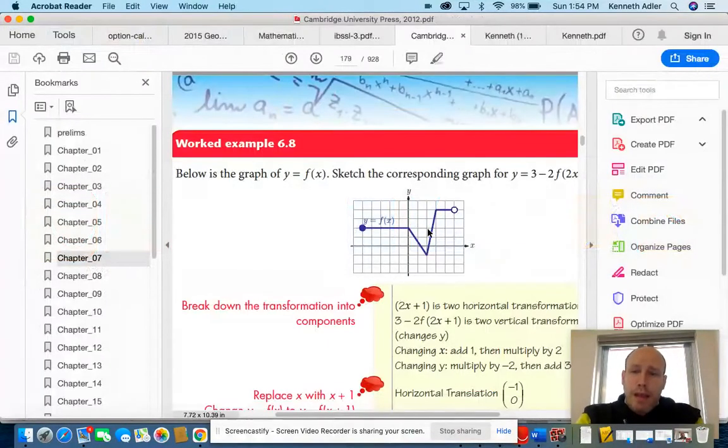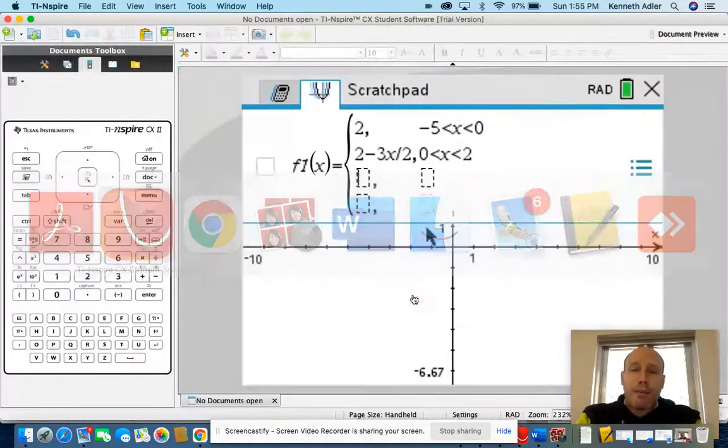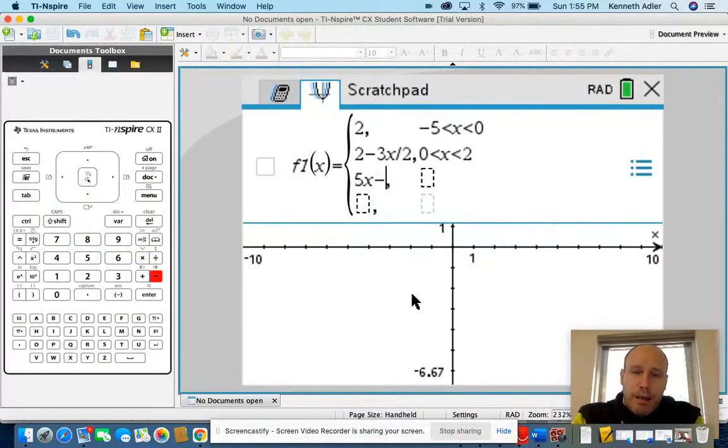Next line. The next line is a line. It's starting at 2, -1, and it's going up to 3, 4. And this is basically just finding the equation of a line between 2 points. You can see this point is 2, -1, and the next point is 3, 4. I'm assuming you know how to find the equation of a line given 2 points. It turns out the equation of that line is 5x minus 11, and we said that was from 2 to 3.